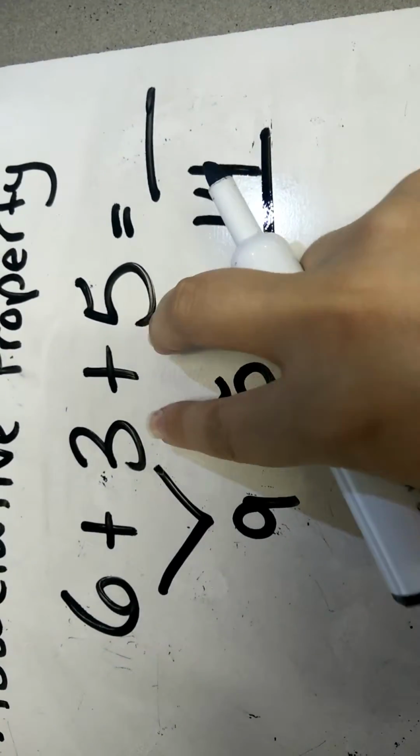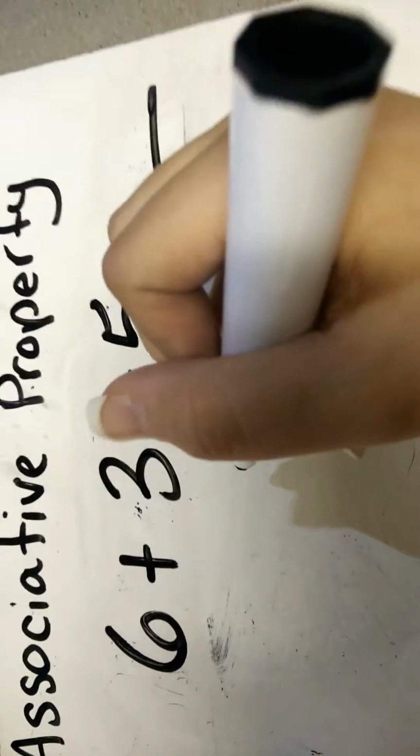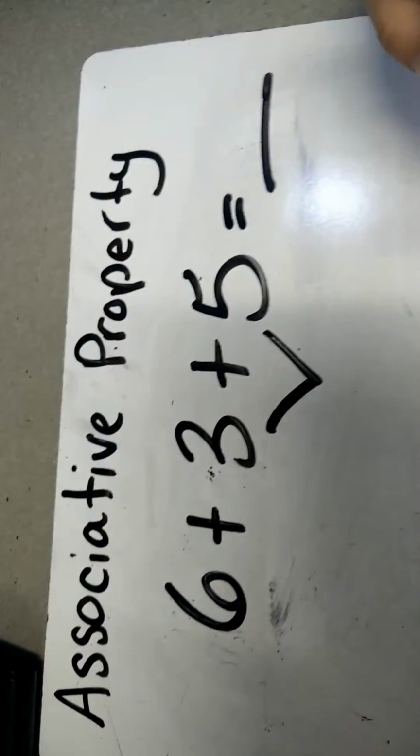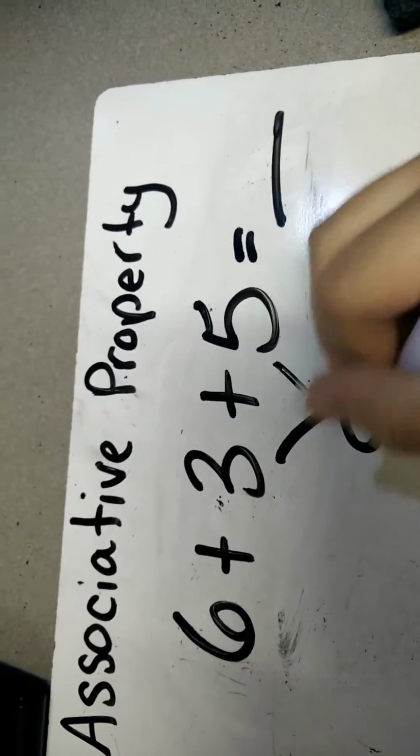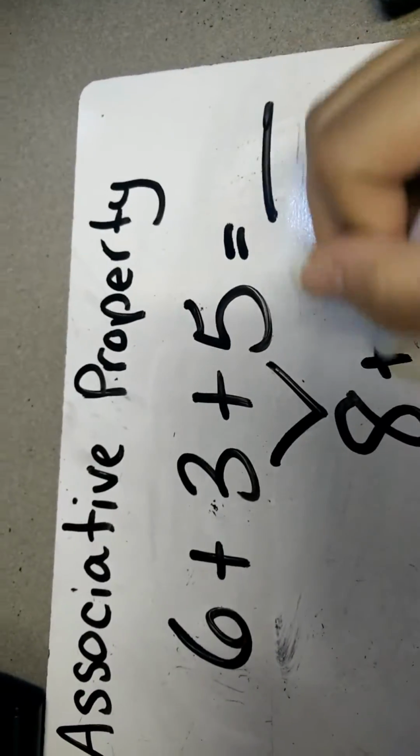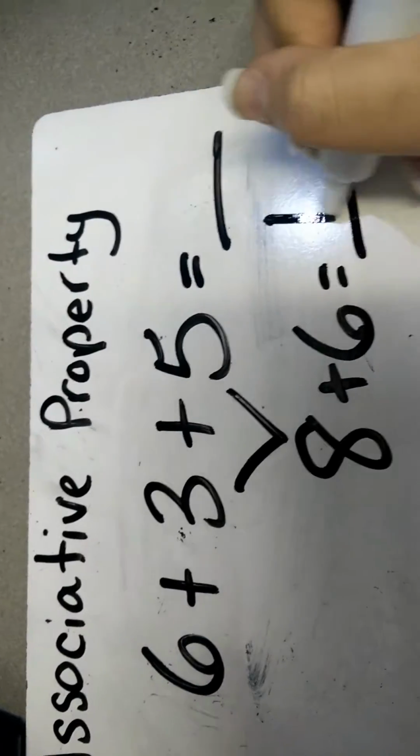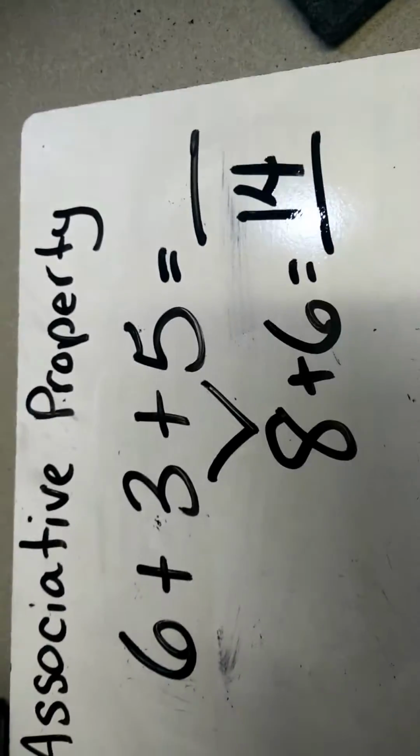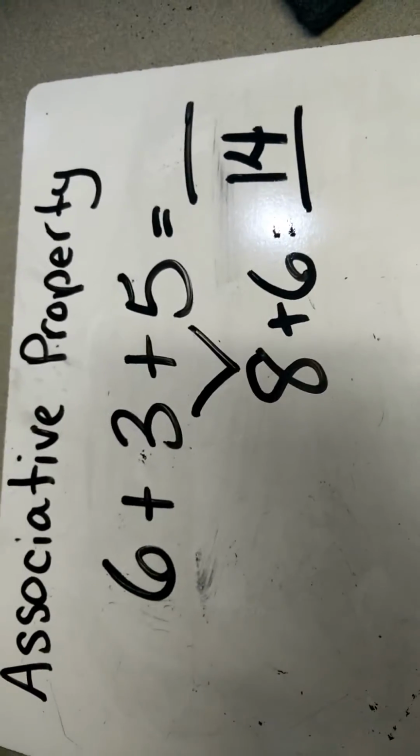I can do the same thing with 3 plus 5. So for example, if I do that, let me erase this really quick. All right, if I do 3 plus 5, then 3 plus 5 is 8. Bring down the plus 6. Should still equal 14. All right, there's the properties of addition.